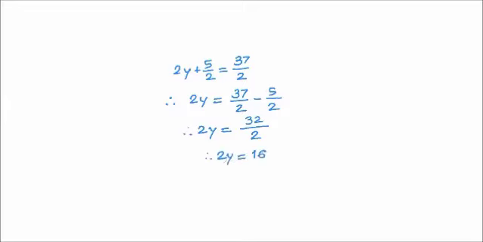Now we'll move 2 to the other side so that we get y. So y remains here. 2 was multiplied here, so when it goes there it will be divided. So 16 divided by 2, therefore y is equal to 8.